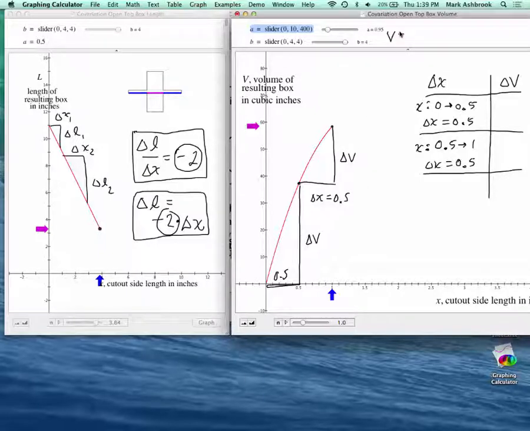Okay, so remember we found that V was (11 minus 2x) times (8.5 minus 2x). And again, it's not about memorizing that formula, but given a different situation, could you build a formula like that? That's the real thing. Now I've got this delta x of 0.5 right here, and I want the corresponding delta v, so I can take that 0.5 and put it in here, and it'll give me the corresponding delta v, right?